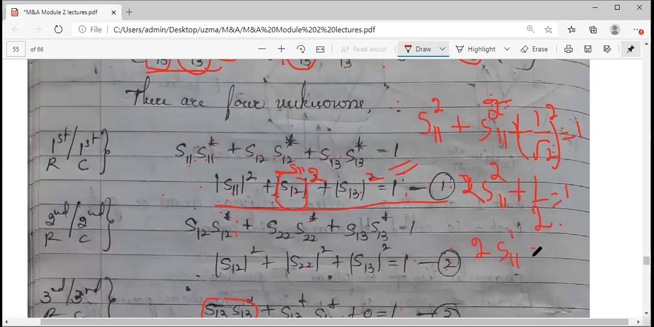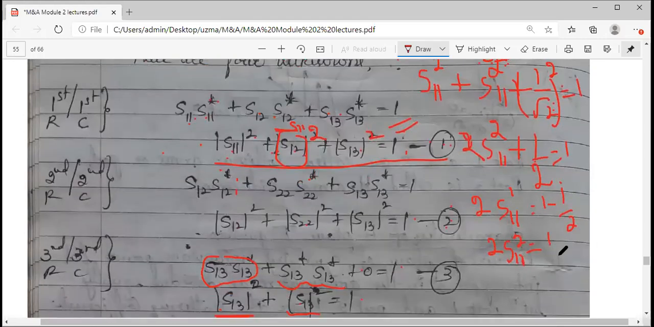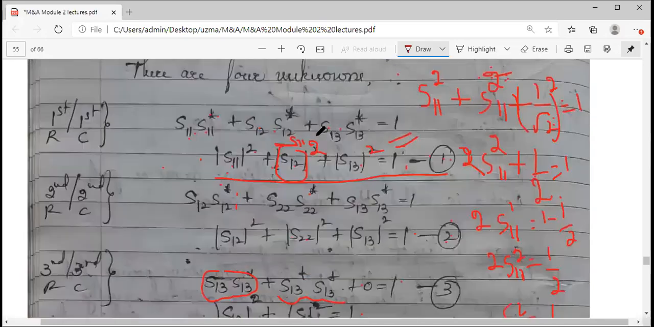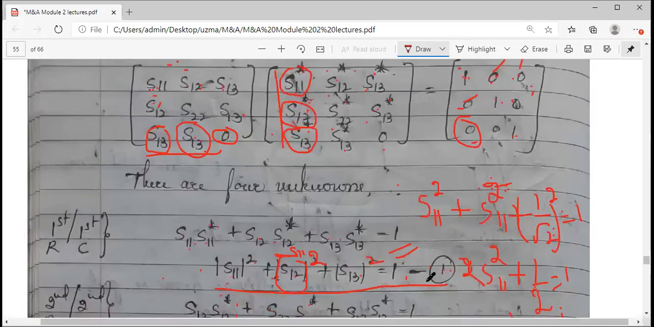2 S11 squared is equal to, taking half to the other side, you will get 1 minus half, right? Or 2 times S11 squared is equal to 1 minus half, which is half. Or S11 squared is equal to 1 by 4. Or taking the square root, S11 is equal to 1 by 2. So we have found S11 as 1 by 2. I have shown you here using equation 1.